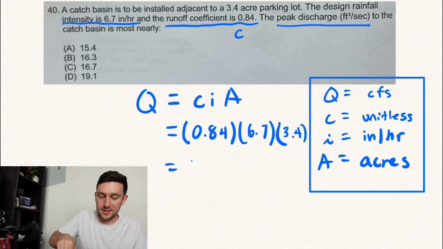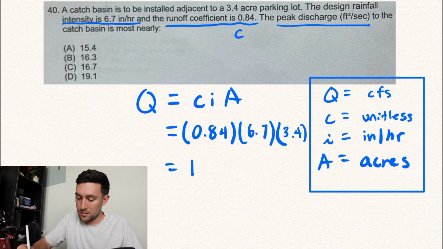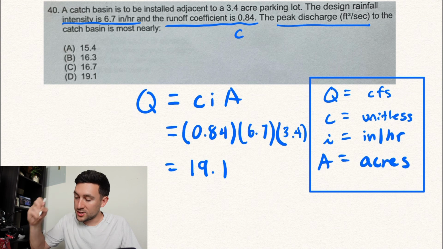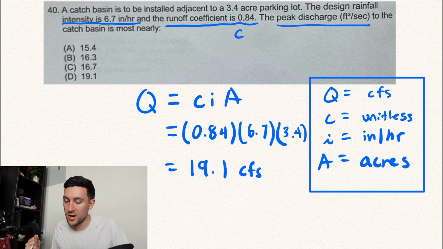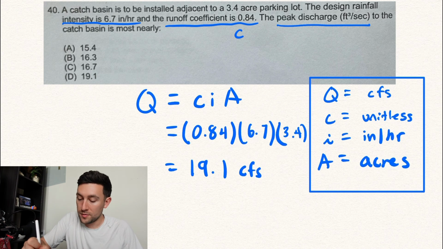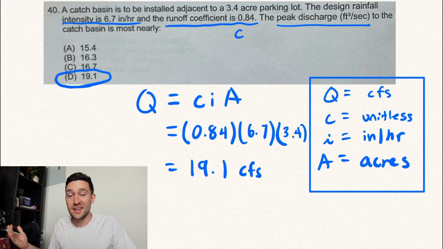0.84 times 6.7 times 3.4, we got 19.1. Always understand your units. Rational method will always be CFS. What are they asking for? Cubic feet per second, so we're on the right track. And lo and behold, the answer is D. Guys, pretty straightforward question, right?